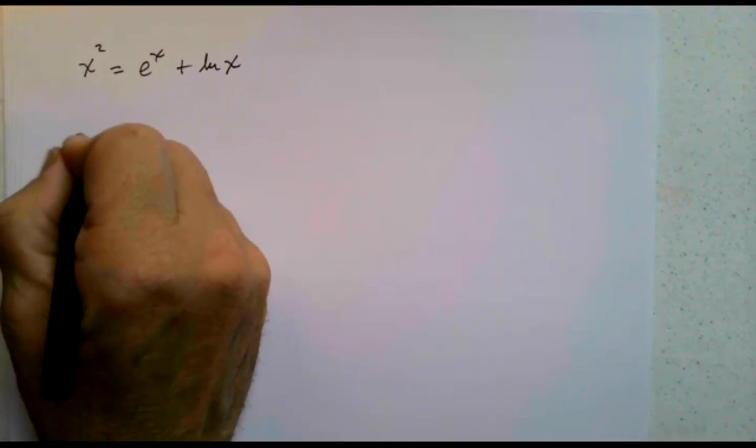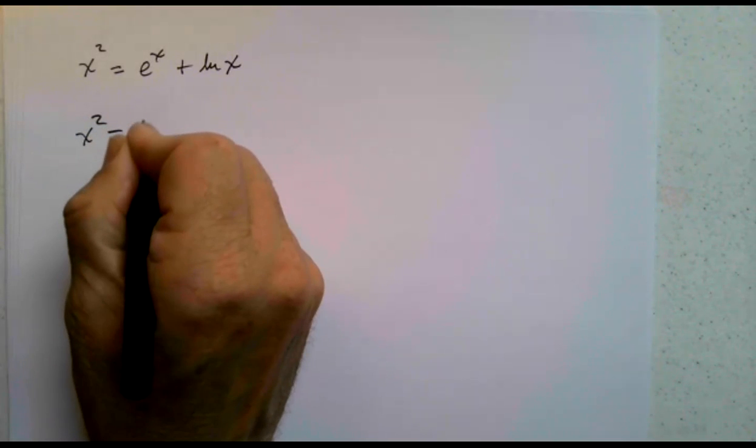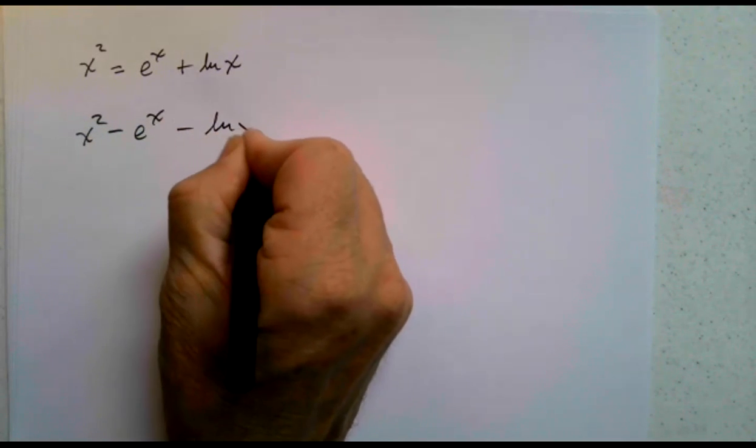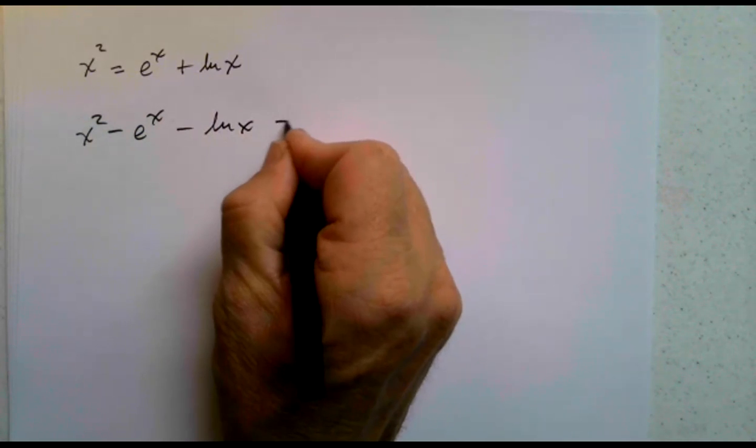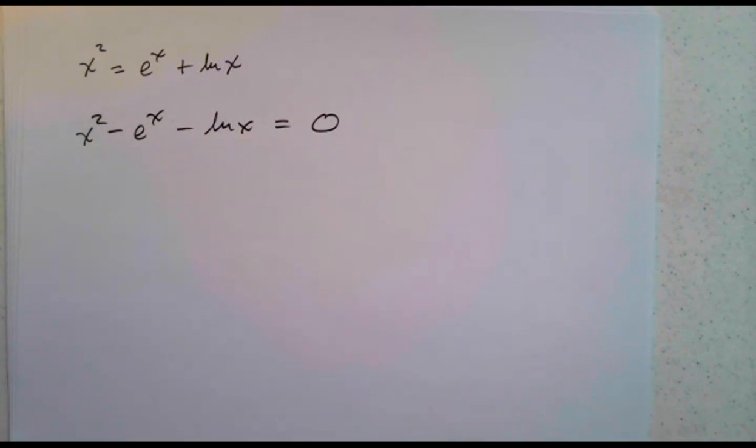Okay, well, I want to solve the equation x squared equals e to the x plus log x, and I want you to solve it using technology. Most of the time, when I am dealing with a situation like that, I want to make one side equal to 0. So I'm going to subtract e to the x from both sides, and I'm going to subtract natural log of x from both sides, and I want to see when that is equal to 0.